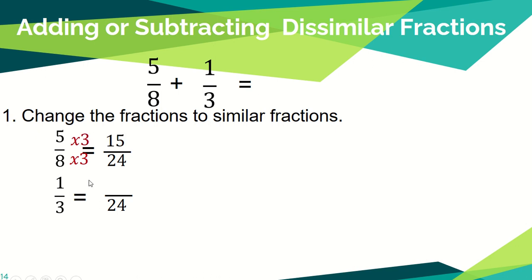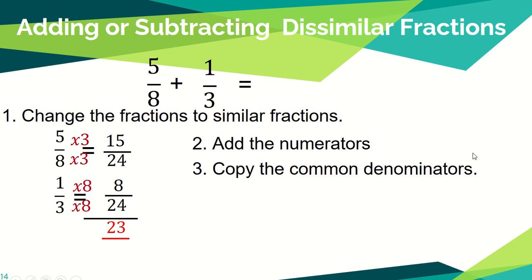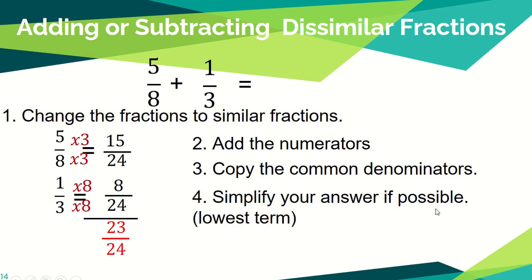5 times 3, we have 15. Think, in what number will you multiply 3 to get 24? 3 times 8. So, it means you will also multiply this by 8. So, the answer is this one. So, since they are now similar, you can proceed to step 2. Add the numerators. So, i-add na natin. 15 plus 8, we have 23. Then, copy the common denominators. Ang denominator na niya, 24. So, you will copy.